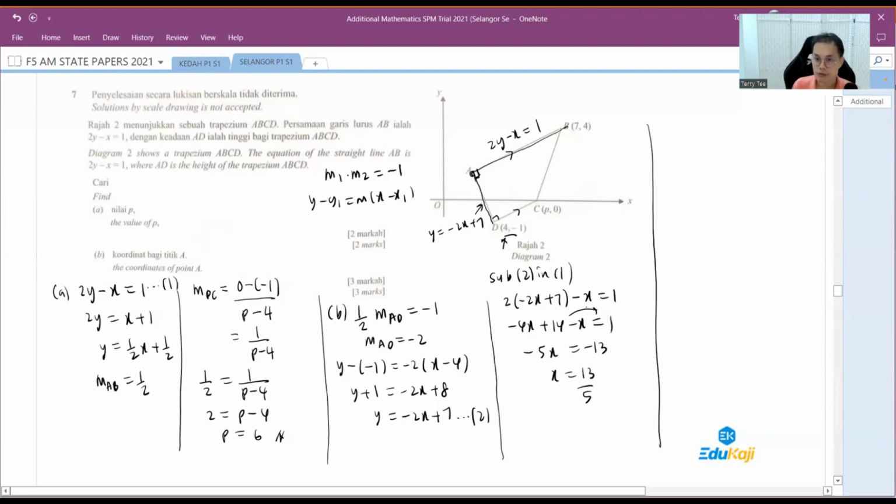Once I got 13 over 5, we can substitute into equation 2. My y is minus 2 times 13 over 5 plus 7. You can't use brain for this, use a calculator. It's actually minus 26 plus 35 over 5, which gives us 9 over 5. If not, just key it in your calculator. So the coordinates of point A are 13 over 5 and 9 over 5.